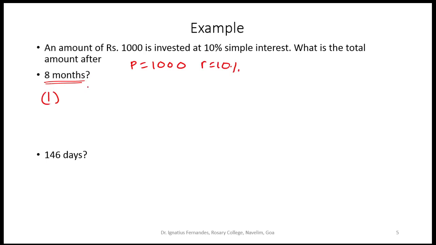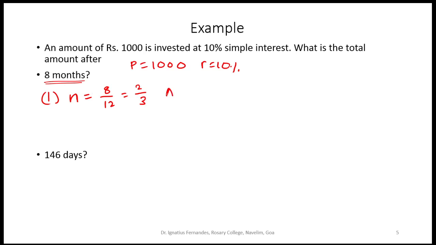So accordingly, when you write down N, it has to be written in terms of number of years. Okay, now this 8 is 8 out of 12 months. Okay, so it is equal to 2 upon 3. So I have converted 8 months in terms of number of years. 8 months is 2/3 of a year. So N is equal to 2 by 3.